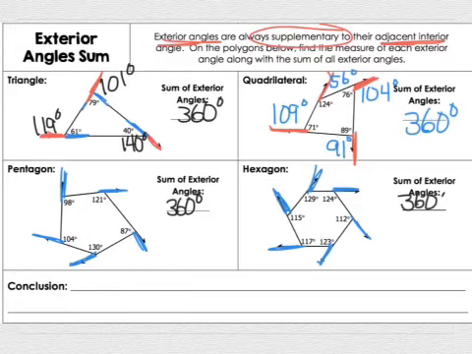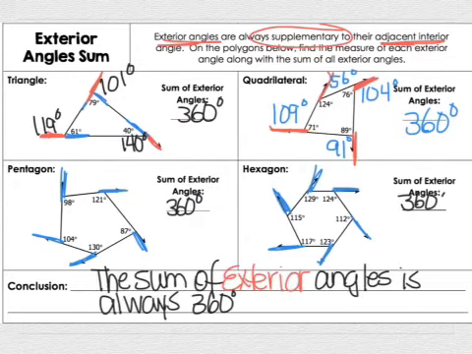So we keep getting 360 degrees. So what is it that we can conclude? We conclude that the sum of the exterior angles is always going to be 360, no matter how many sides the figure has.